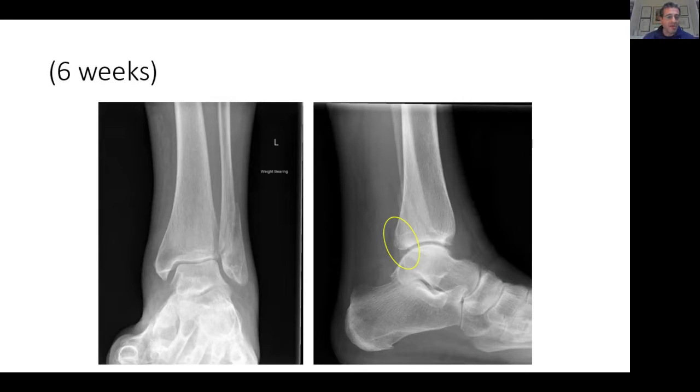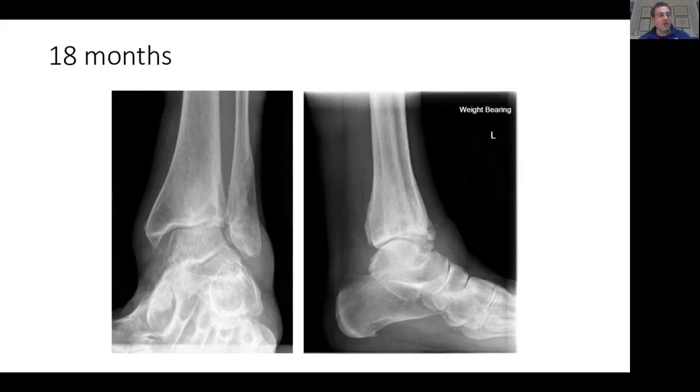A bit later, there is some evidence there already at 6 weeks that there's something not right. It's opening up medially. There is something at the back of the ankle. The initial diagnosis was not right, and within a year and a little bit more, it ended up in this bad situation that was avoidable.